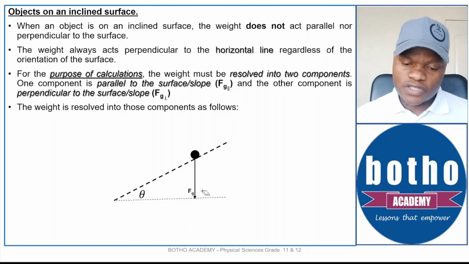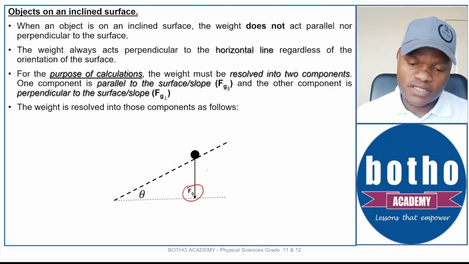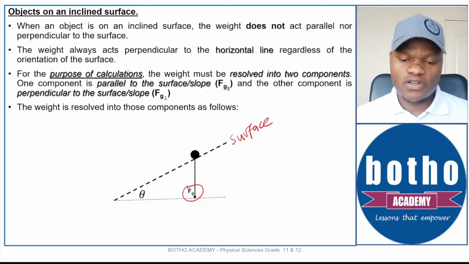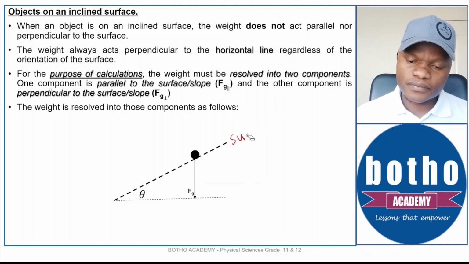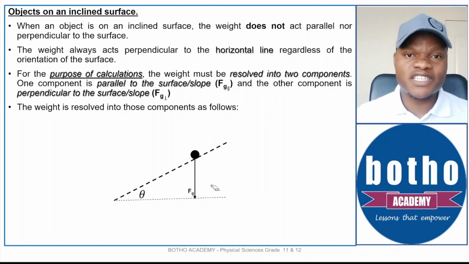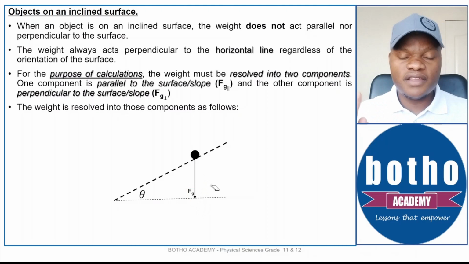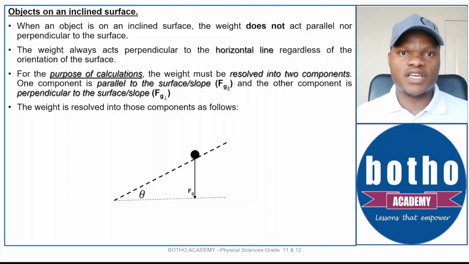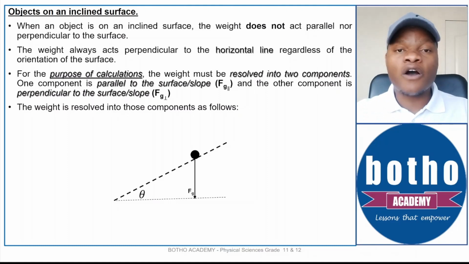But we cannot use this weight, this FG. As we can see, there's FG and there is the surface. Once again, the two are not parallel to each other, neither are they perpendicular to each other. So we need to resolve this FG into two components. One component must be perpendicular to the slope and the other must be parallel to the slope, so that we can do normal calculations. This becomes extremely important as you move forward, especially when we do the laws and the relationships between the forces according to the laws.